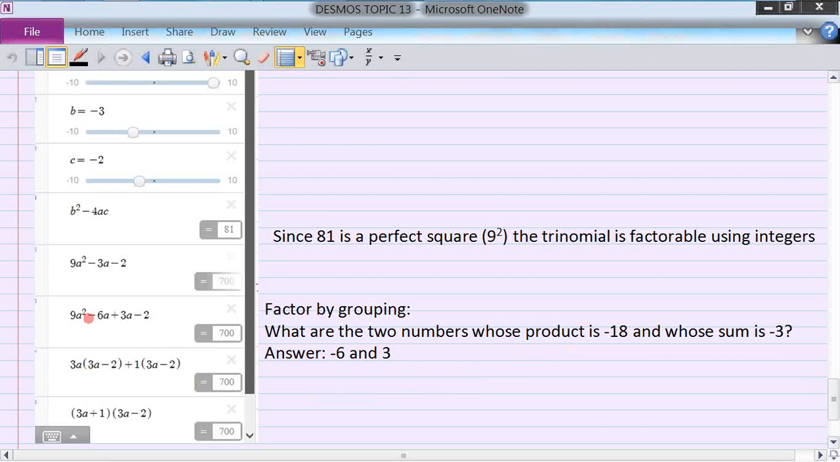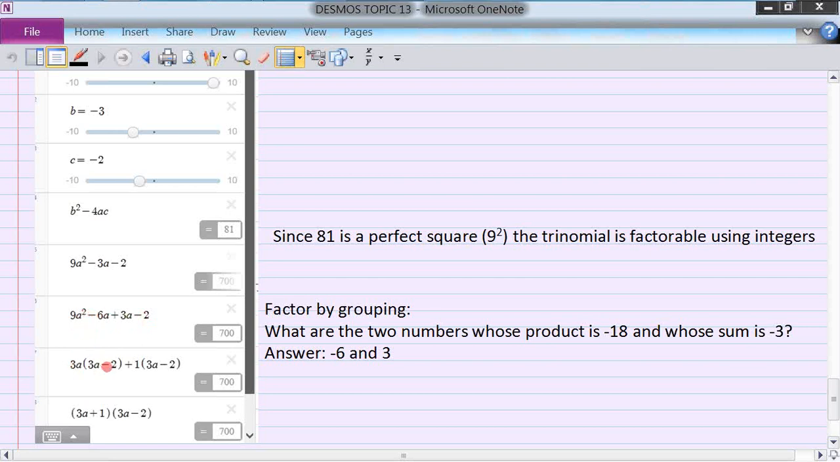So what I've done here is I've said the product of the first and the last term is minus 18. What are the numbers whose product is minus 18 and whose sum is minus 3? That's this here. And the answer is minus 6 and plus 3. So I put these in over here, minus 6 plus 3, in order to factor by grouping. So I'm going to group these two together and these two together. Now, out of these two terms, I'm going to factor 3a.